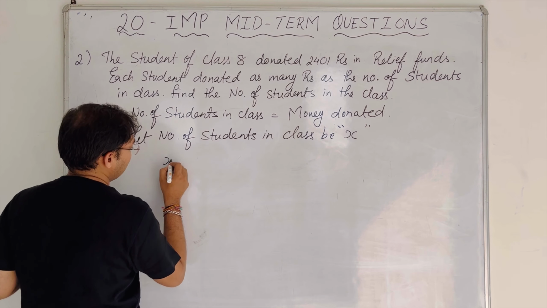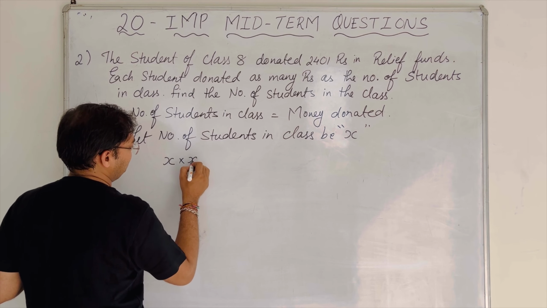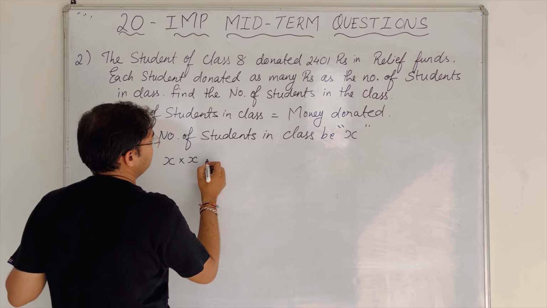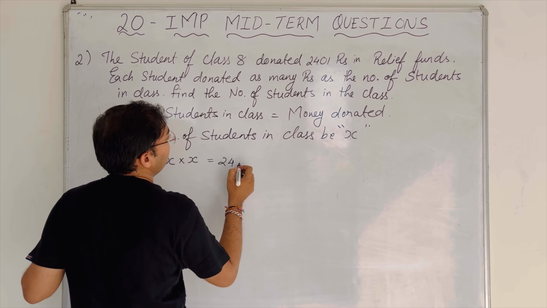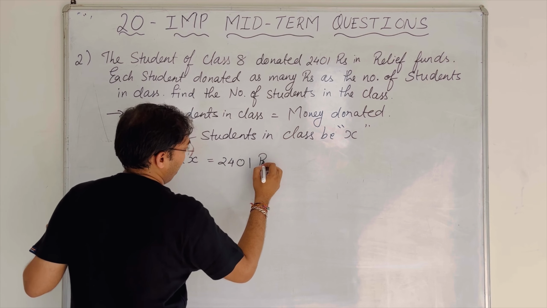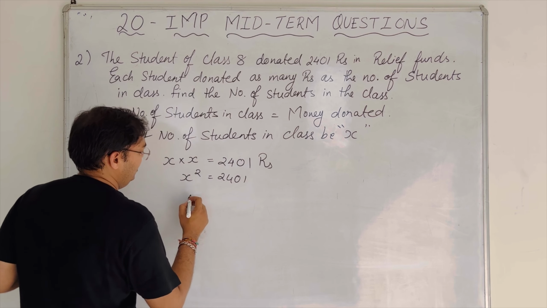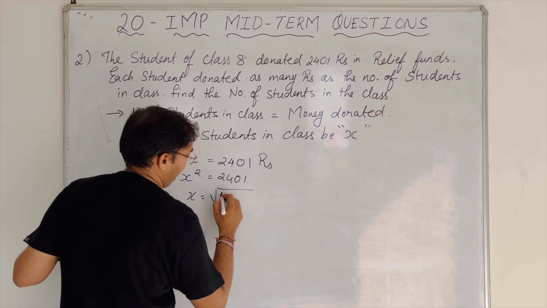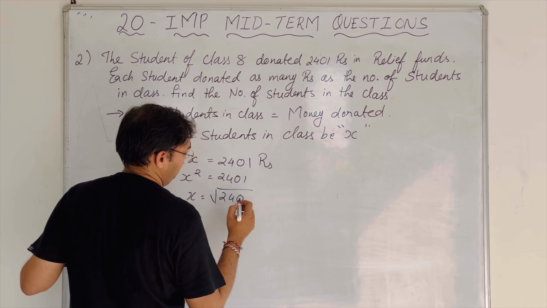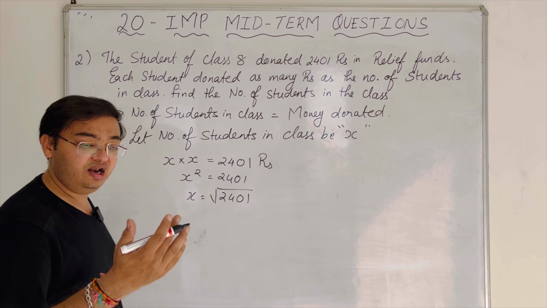That is, X for the number of students into X for the money donated by each student. That together is 2401 rupees. That means X square equals 2401, so X equals the square root of 2401. We can do it with the long division method.